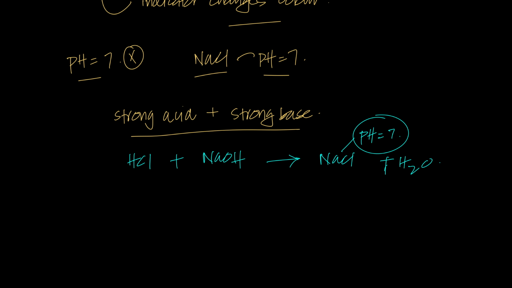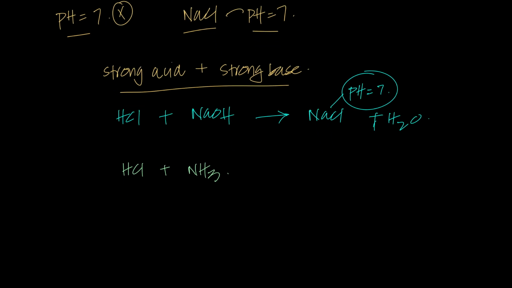But on the contrary, if you have a weak acid or a weak base, if either of the two is weak, if you have maybe HCl reacting with NH3, a weak base, or a weak acid reacting with a strong base. For example, NaOH is a strong base and it reacts with a weak acid, CH3COOH, which is ethanoic acid. Now the pH is not going to be 7.